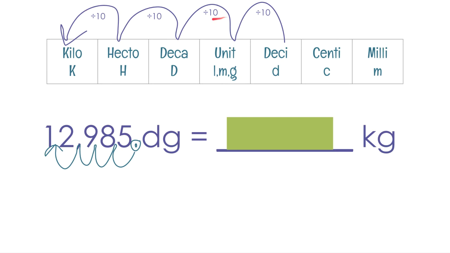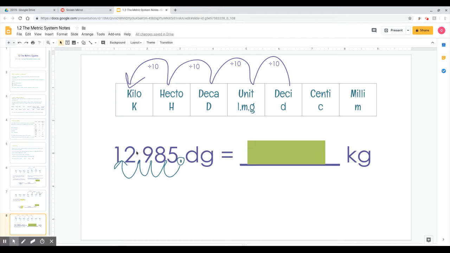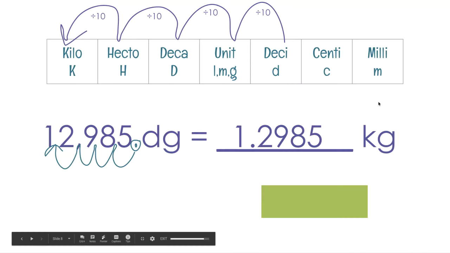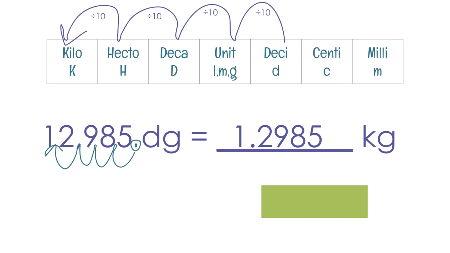Each time I would be dividing by 10 if you wanted to do it mathematically, which is 10, 100, 1,000, 10,000. I would take this number and I could divide by 10,000, or I could do it the easy way and 1, 2, 3, 4. Move my decimal 4 times to the left. When I move my decimal 4 times to the left, I am going to get 1.2985 kilograms. Easy peasy. That's the whole thing.